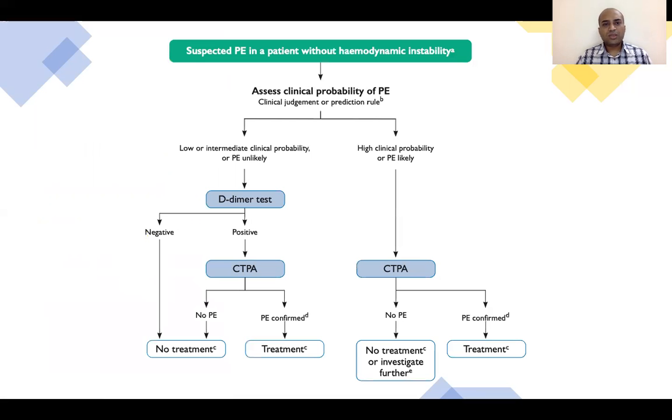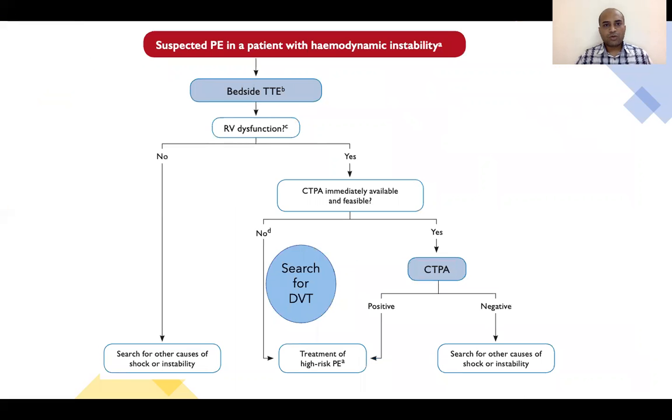So how to approach a suspected PE patient without hemodynamic instability? We should go for the clinical probability. If there is a low or intermediate probability, we can go for the D-dimer. If it is negative, it rules out PE. If the D-dimer is positive, we should go for CTPA to confirm the diagnosis. On the other hand, if the patient has a high clinical probability, we should go straight to CTPA. On the other hand, if the patient is hemodynamically unstable and could not be shifted for a CTPA in the first hand, we should go for an echo.